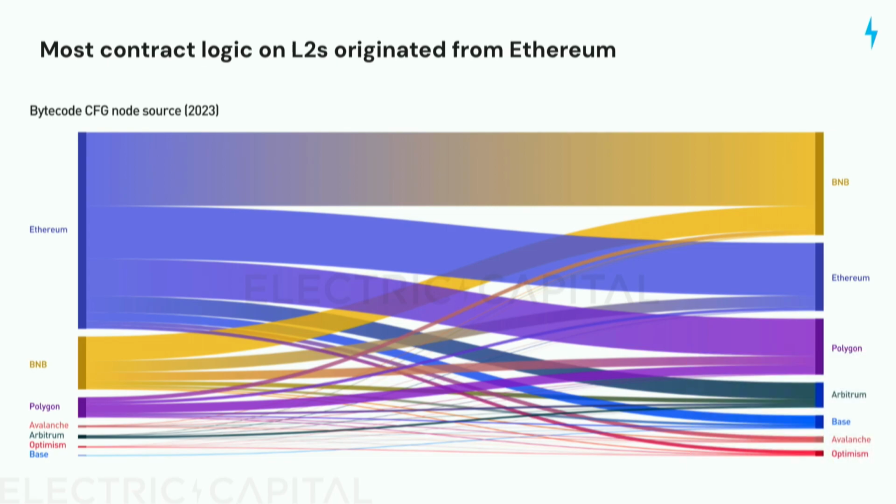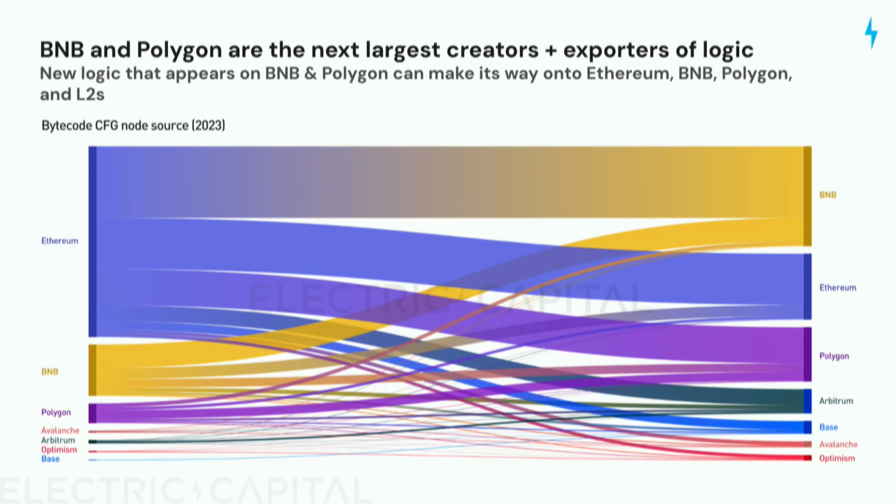And lower on the graph, you can see that most of the contracts on L2s actually just come from Ethereum or were first deployed on Ethereum. BNB and Polygon are the next largest creators and exporters of logic, and new logic that appears on BNB and Polygon can make its way onto Ethereum, BNB, Polygon, and the L2s. Anecdotally, this lines up with some of the things that we've seen, where BNB and Polygon, due to being low-cost chains, are often the areas where developers might experiment with new primitives, new ideas, due to the low-cost nature of deployment and large user bases on those chains.